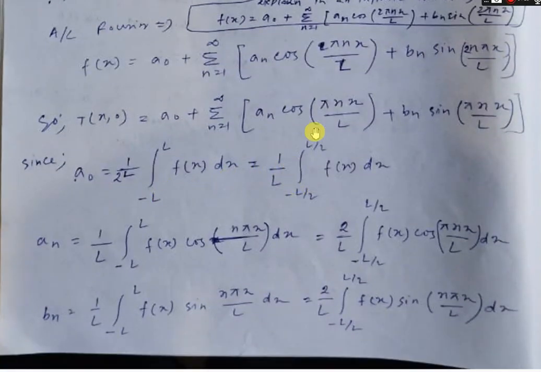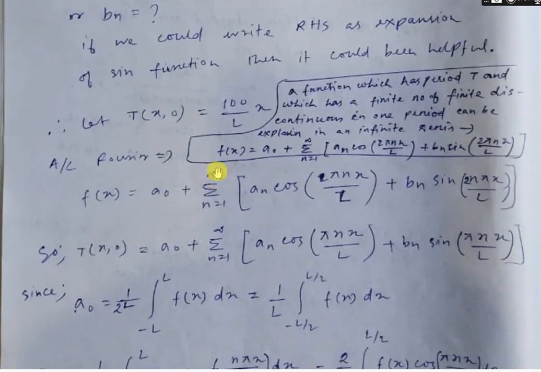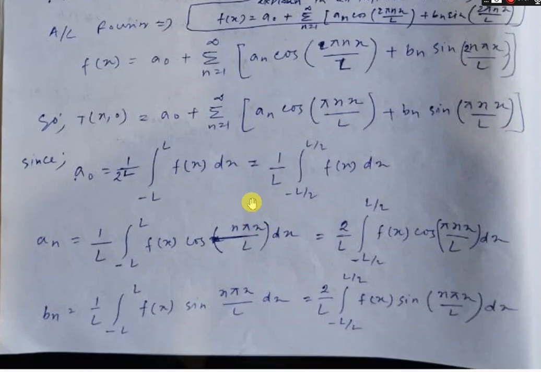So f of x can be written, because if we take f of x as 100 by l x, and if it is a periodic function with a finite period and a finite number of finite discontinuities, then we can write this as this function, and then we can evaluate its coefficients like this. a0 will be 1 by 2l, integral from minus l to l of f of x dx. Simple. And an will be like this, and bn will be like that.